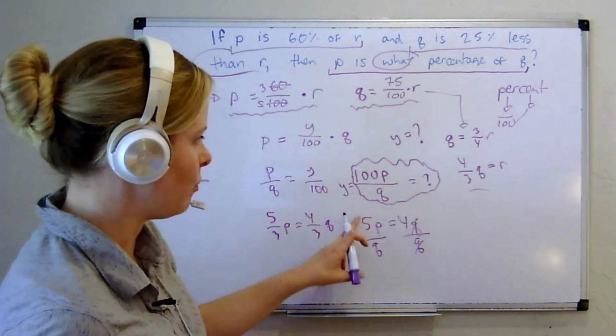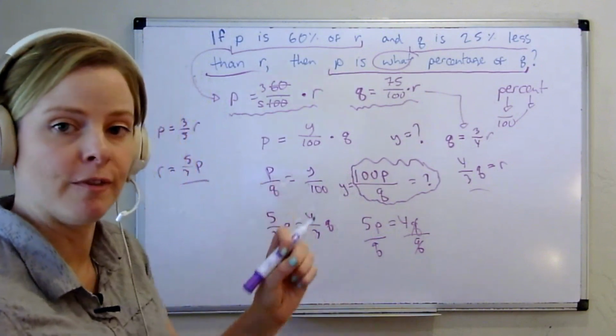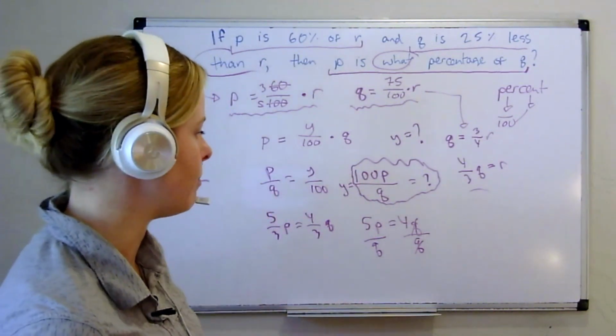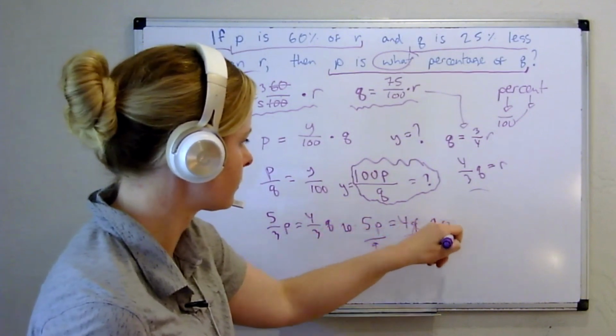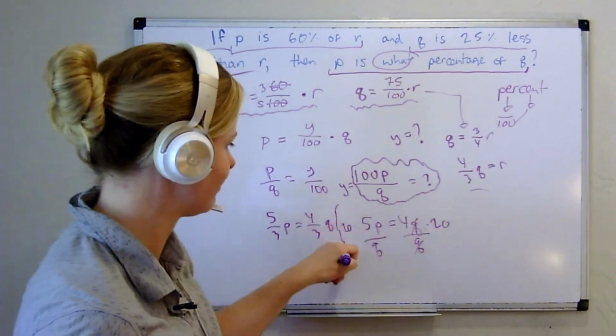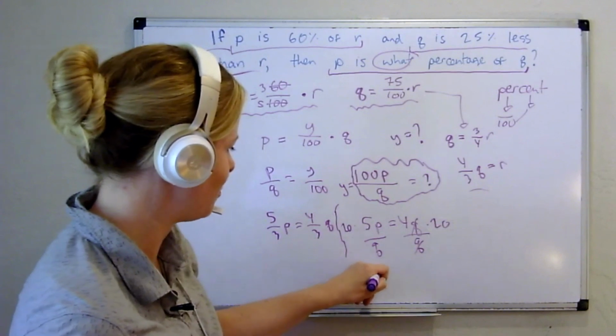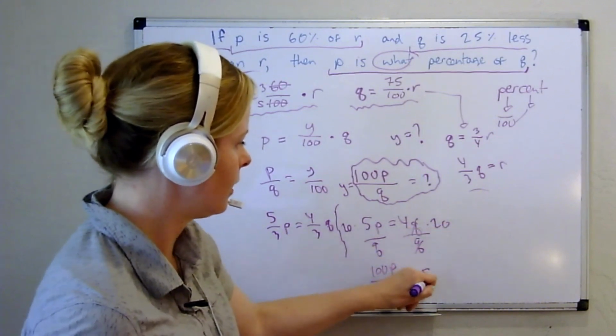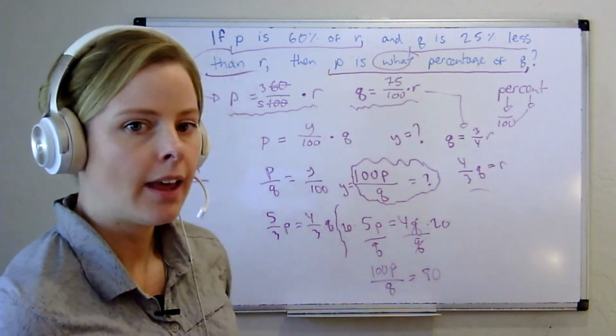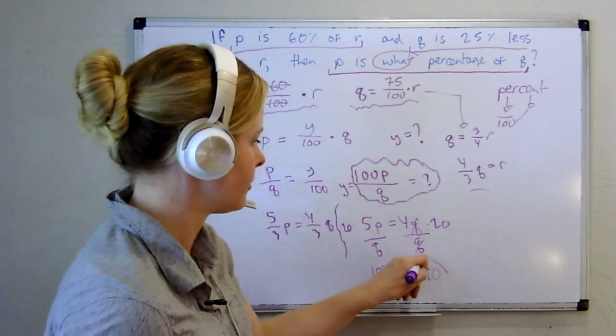Now, I don't want 5p, I want 100p. So how do I get from 5 to 100? I'm going to multiply by 20. So I, of course, have to do that on both sides. And cleaning this up a little bit, we are left with 100p divided by q is equal to 4 times 20, otherwise known as 80. And that is my final answer.